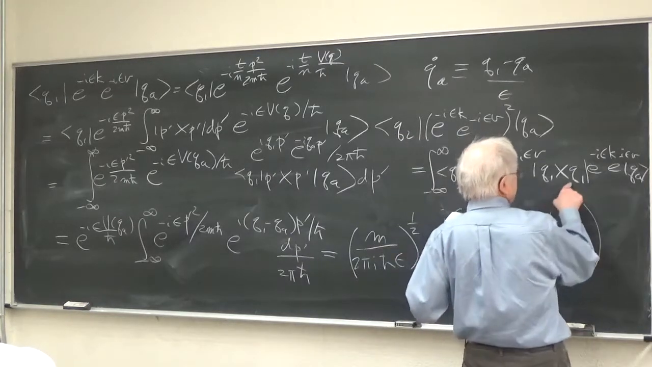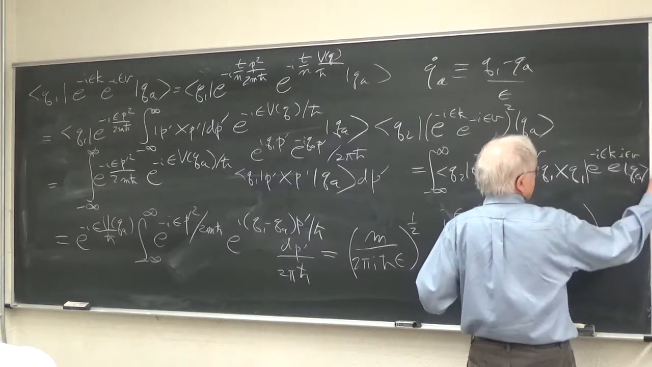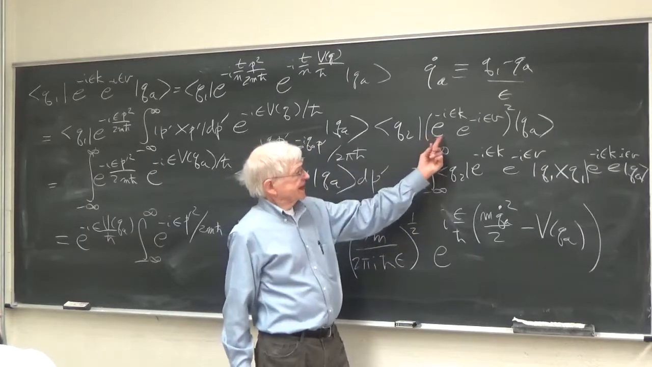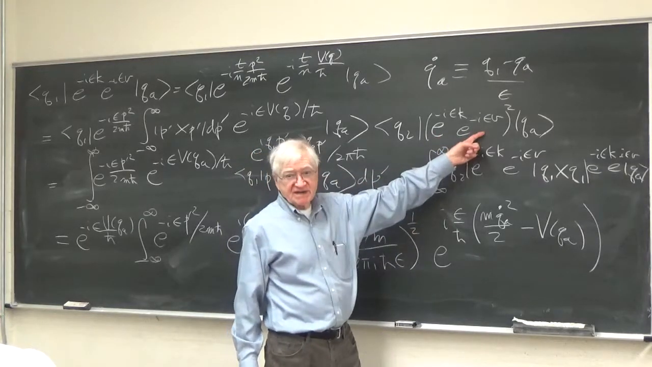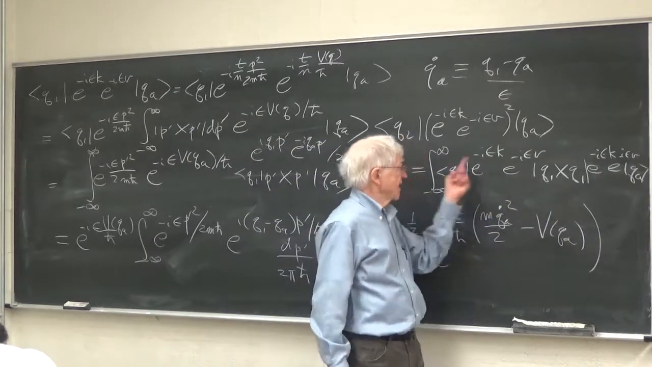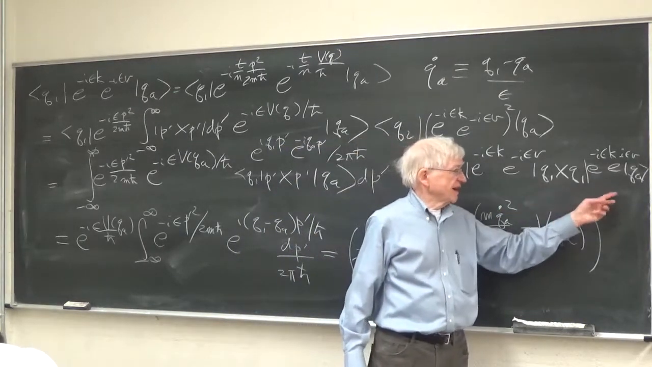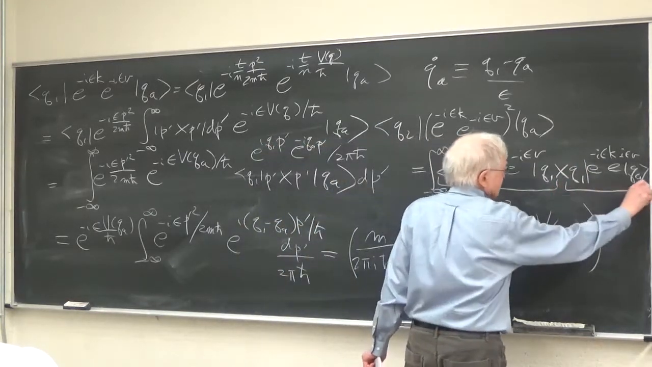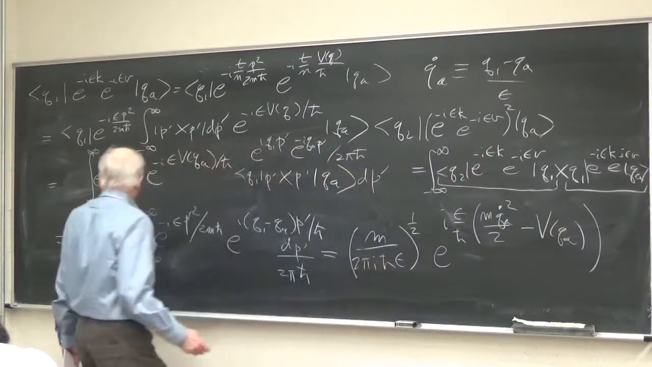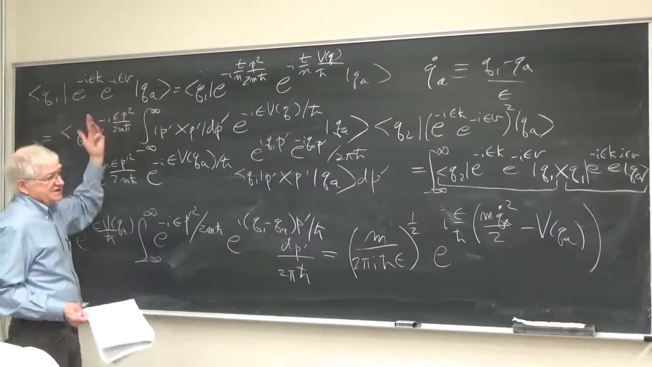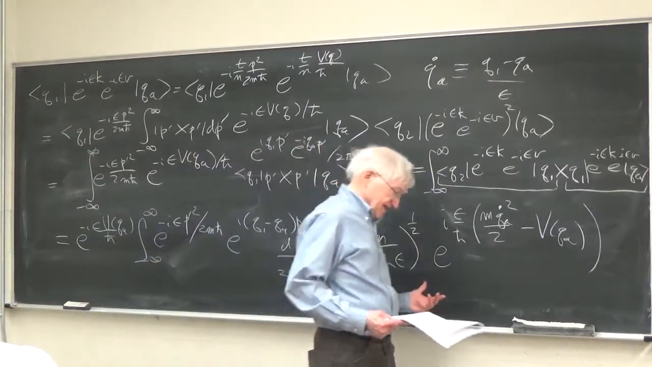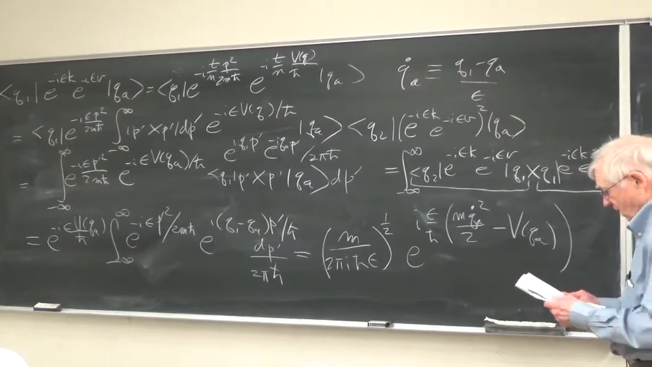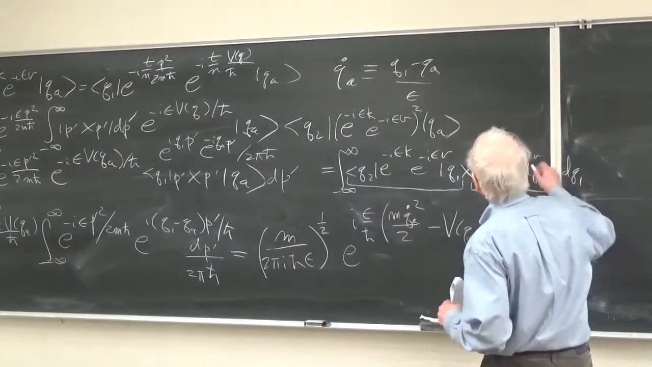And then, in order to make this the identity operator, we have to integrate dq1. So I'm sticking an identity operator in between these two identical factors, the integral over q1 from minus infinity to plus infinity. But now both expressions are given by this formula, because q1 and qa are just arbitrary eigenstates of the position operator. And so we just use this formula twice.